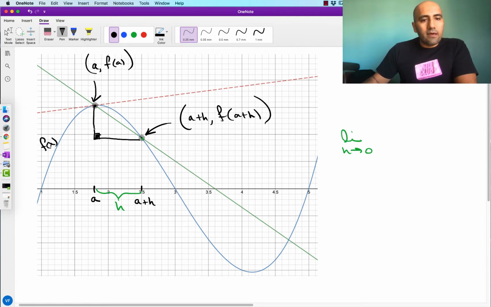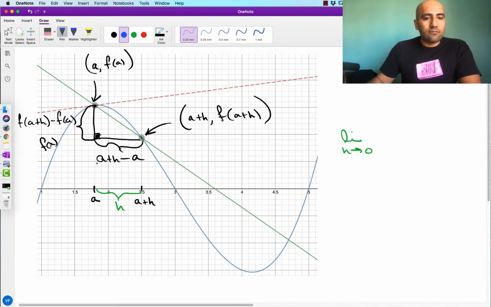And we know that the change along the y-axis is going to be equal to this minus that. So we want to be able to figure out the change in the y-axis direction. So we're going to do f of a plus h minus f of a. And then we also want to find the change in this. Well, that's h, right? It's going to be a plus h minus a. The a's cancel out, which gives you just the h. So this is h.